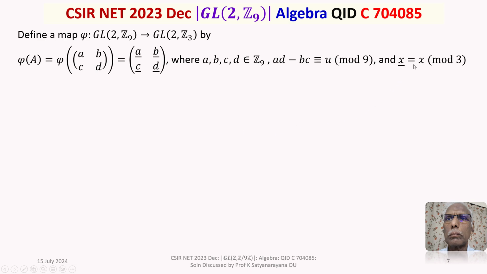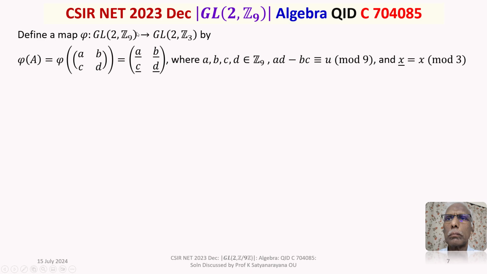B underscore is B mod 3, like that. The underscore denotes modulo, A underscore will denote A modulo 3. Now normally people think that with this, AD minus BC is a unit, it will work. Without this, it will not work, and it is not going to be a homomorphism.